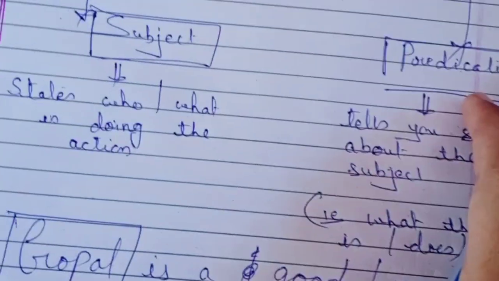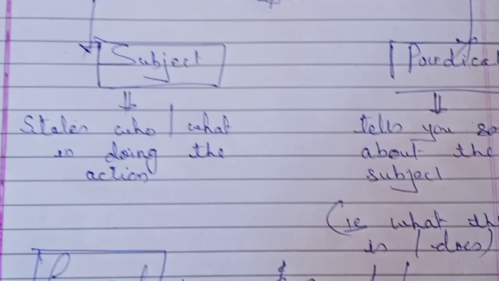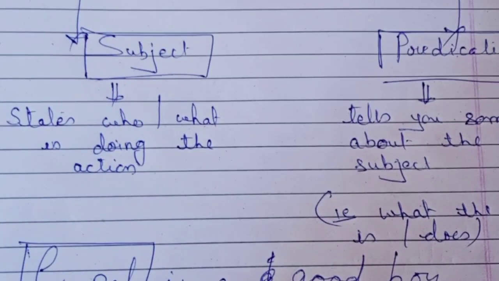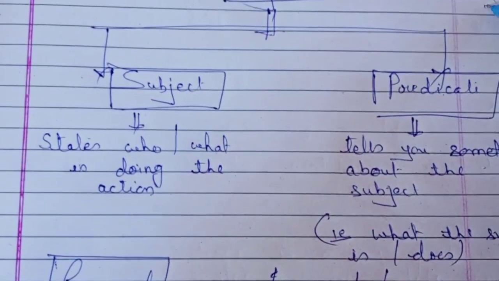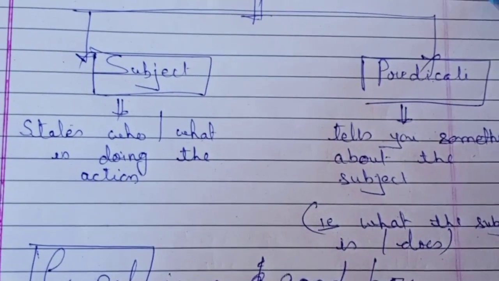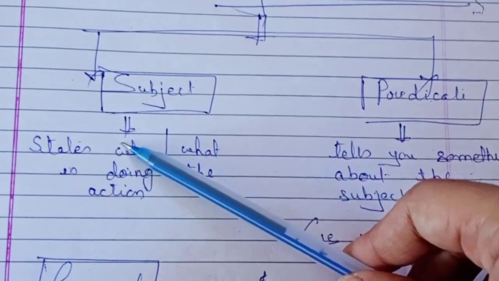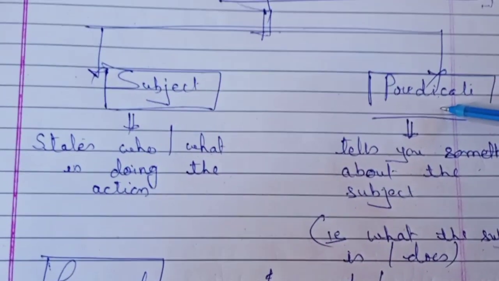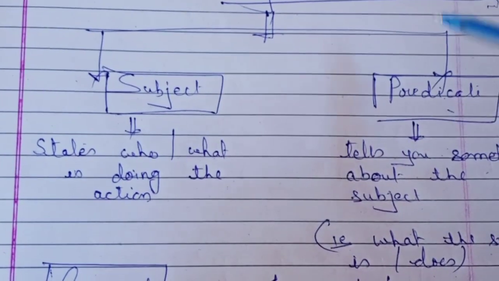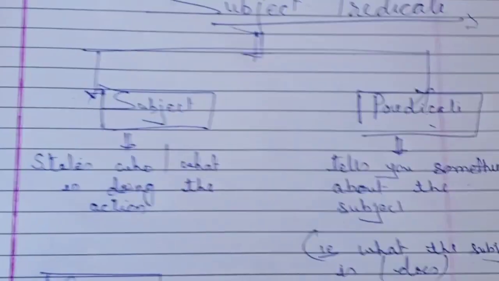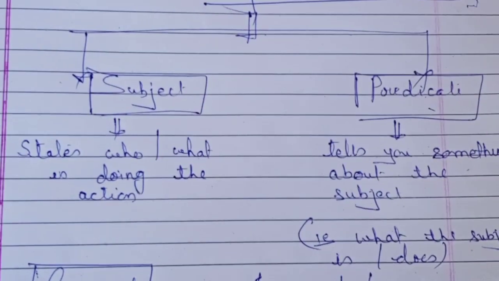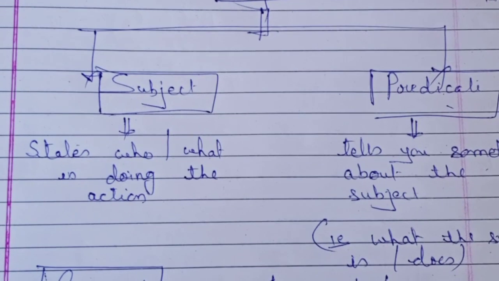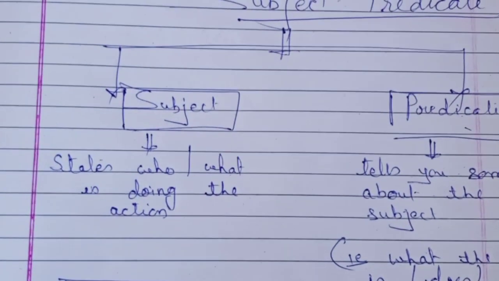Our next topic, subject and predicate. Subject and predicate are parts of a sentence. First part is the subject, and second part is the predicate. First of all, let me give you one example, then you can be very clear about this. Gopal is a good boy. Who is a good boy?